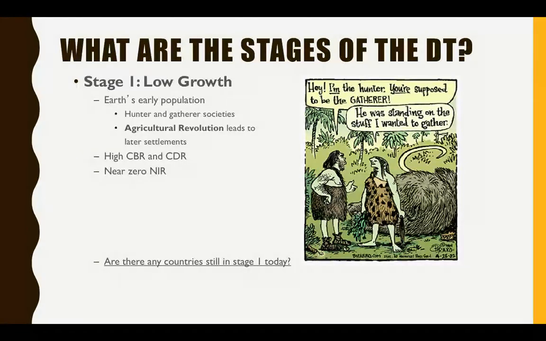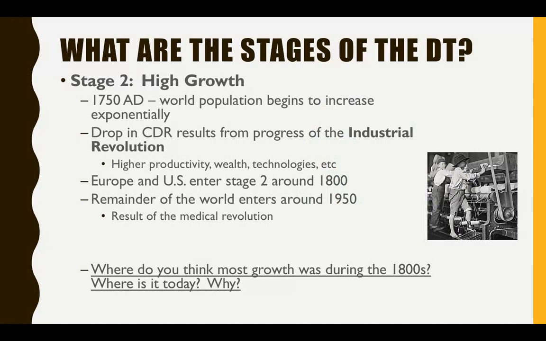All right. In stage 2, we look at high growth. And so we know that in the high growth stage here, the crude death rate drops, usually from some kind of progress that's made. So we see in the 1750s here, the Industrial Revolution occurred. And so a couple of countries and regions, Europe and the United States, entered stage 2 right around that time, right around 1800. There was higher productivity for agriculture and for food. Higher wealth was obtained during that time. And we see technologies that helped and made the production of food easier.